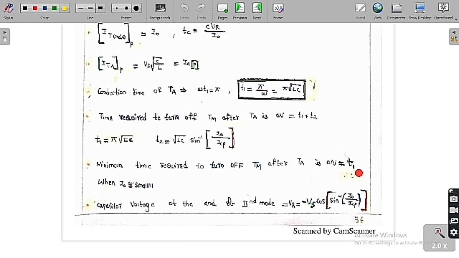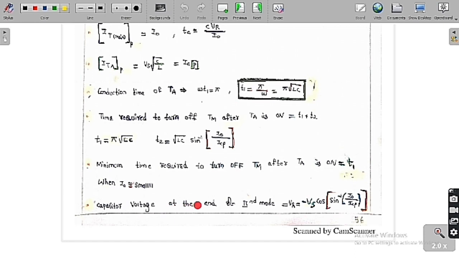Simply we can say that if I naught is very small, then at the end of time T1, or at the end of mode 1, both the main thyristor and the auxiliary thyristor are going to turn off at the same time. This is the minimum time.